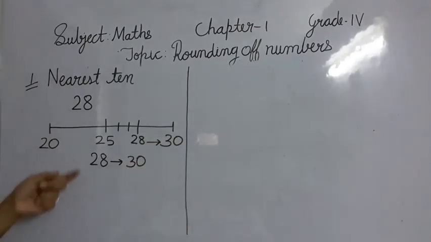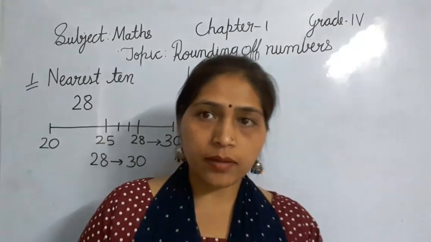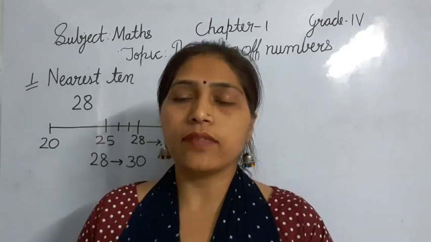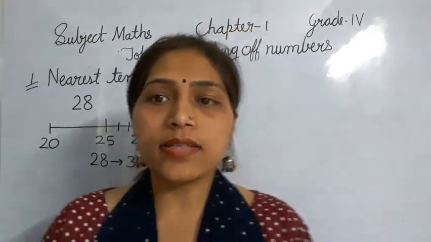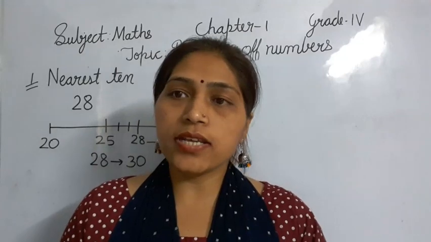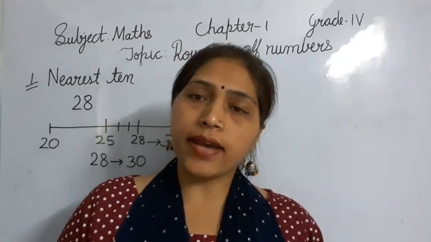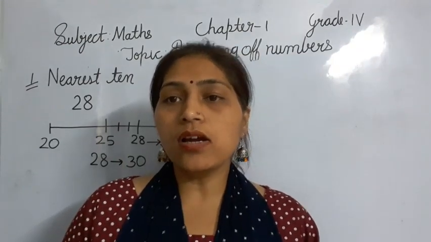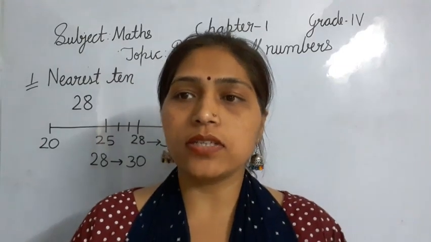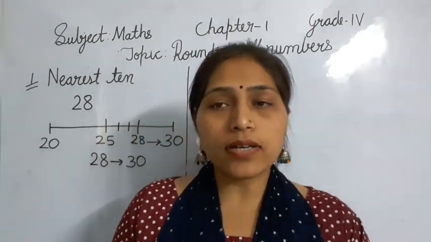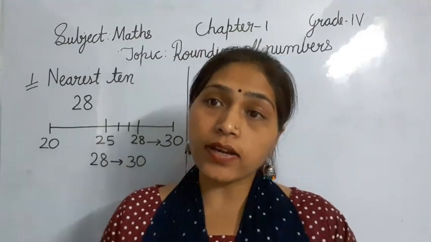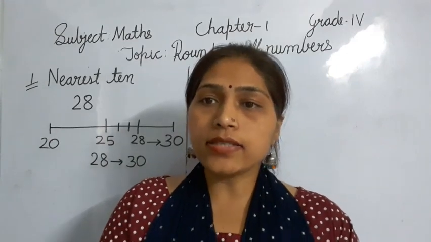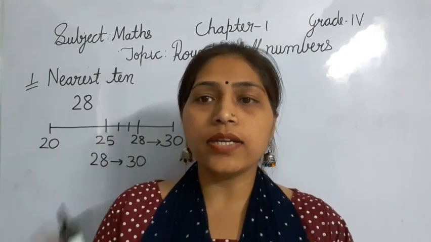The second way is without the help of a number line. In this method, we check the ones place digit. If the ones place digit is less than 5, we change the ones place to 0 and the tens place stays the same as it is. No need to change anything else. If the ones digit is greater than or equal to 5, we change the ones digit to 0, but the tens digit we increase by 1.